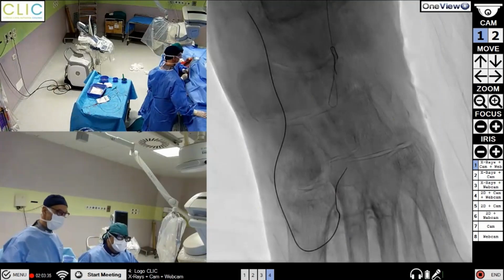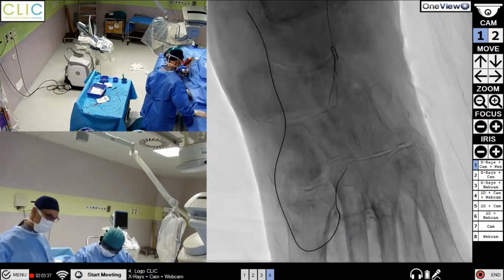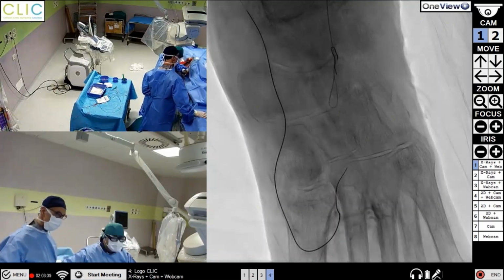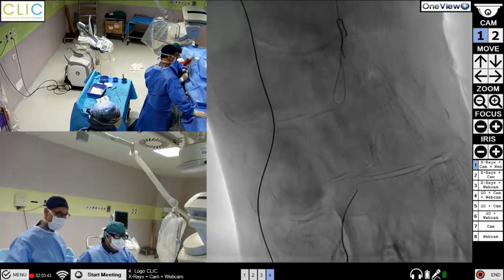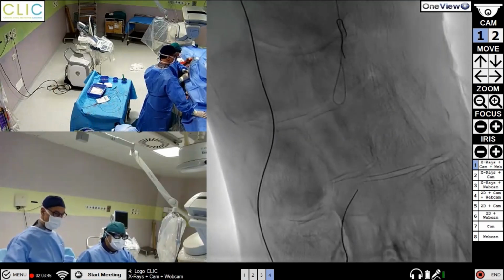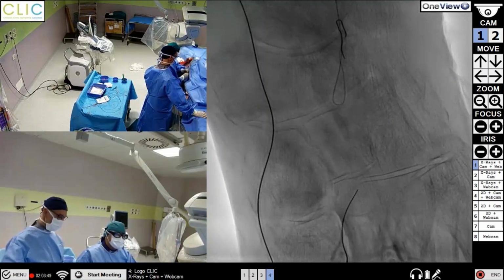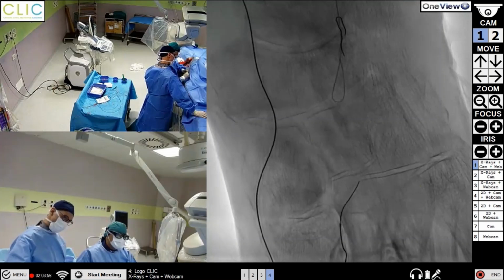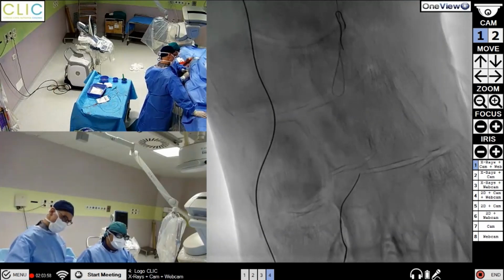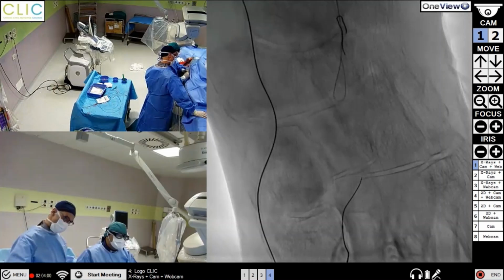There is a curve, maybe. So this is a CTO 20 grams guide wire. The problem is that the system is quite rigid with many angles, so it's going to be difficult to progress. Any suggestion, Bruno?